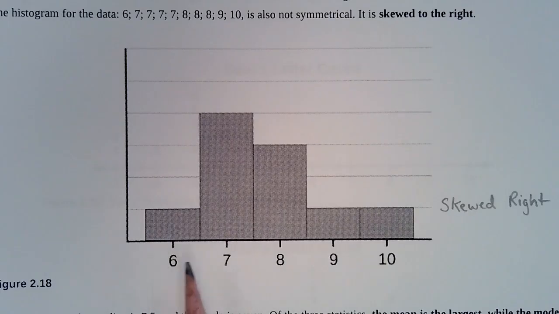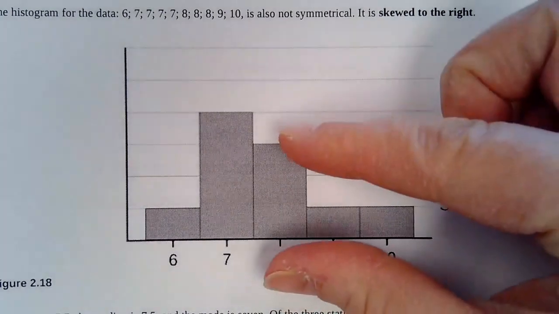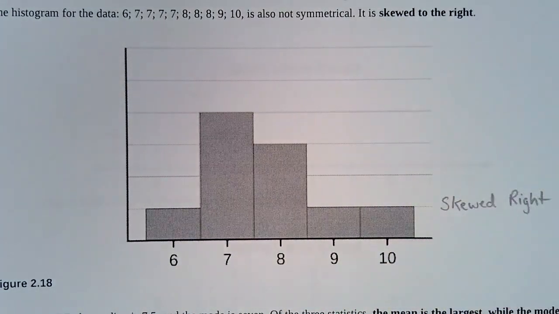Okay, now with this data set, this has been skewed to the right. So if we look at that data, it looks like the data has been pulled to the right. Okay, so this is an example of skewed right.